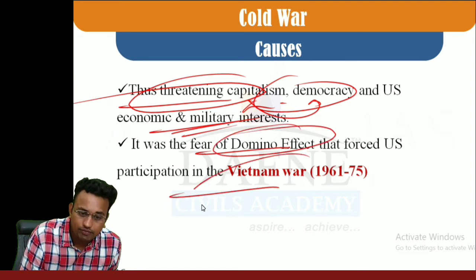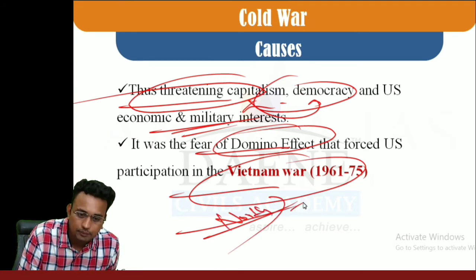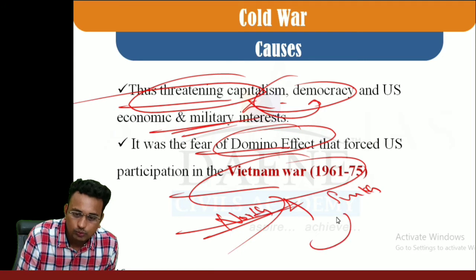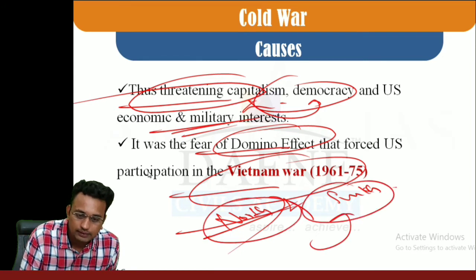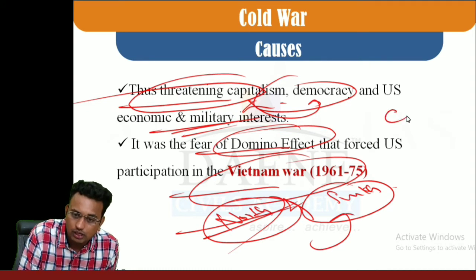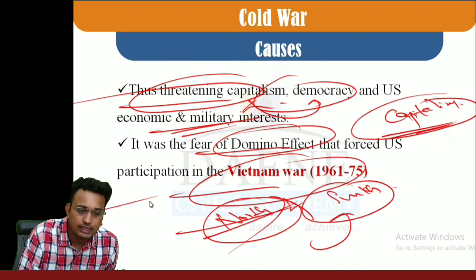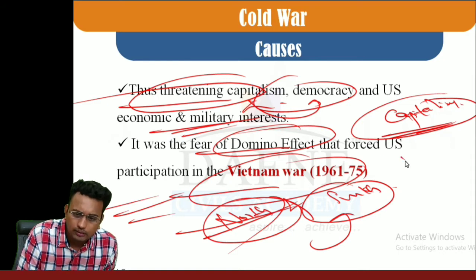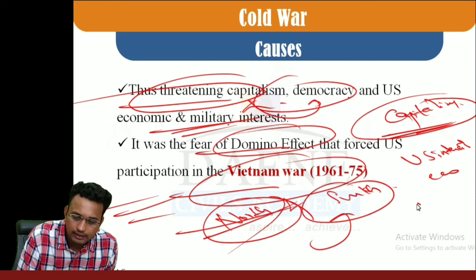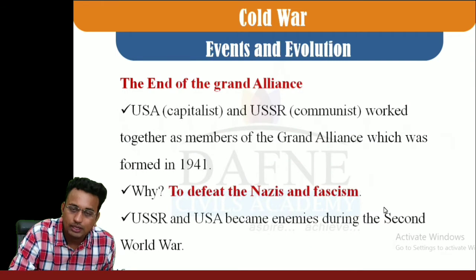US participation in the Vietnam War was for this major reason. The US was supporting Vietnam. At that time you have North and South Vietnam, and the South was supported. So the US involvement in the Vietnam War was majorly because of the fear of capitalism being thrown away, or communism being wiped into these states, and that's a huge loss for US interests, be it economy or military. So the domino effect was the major reason.